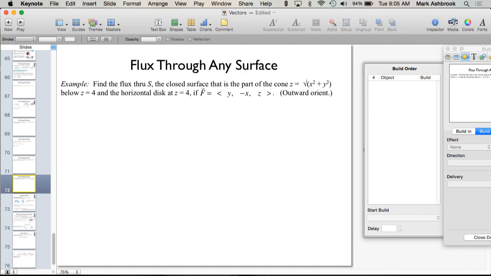Here we go. So we're going to talk about something called circulation density today. Circulation density.